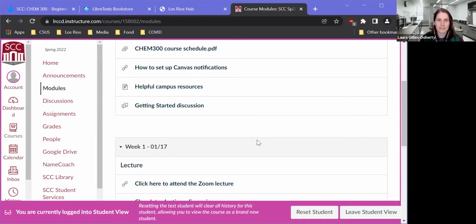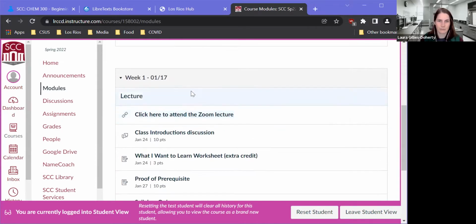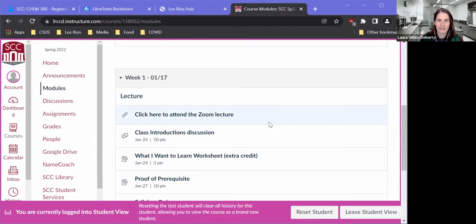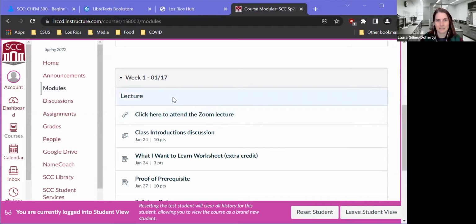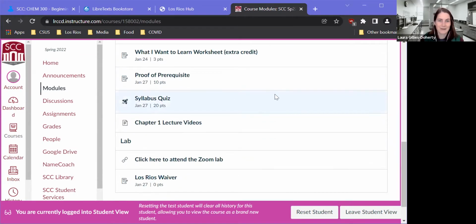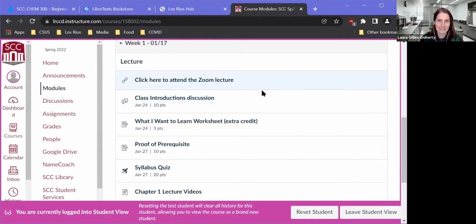Then the rest of the course is going to be organized by week. So each week there'll be a new module and it will be broken up into lecture and lab. And this is where you'll find links to any assignments for the week, lecture videos, notes packages, anything to do with that week's class is going to be in that week's module. So we'll have 16 of these by the end of the semester, one for each week of the class.